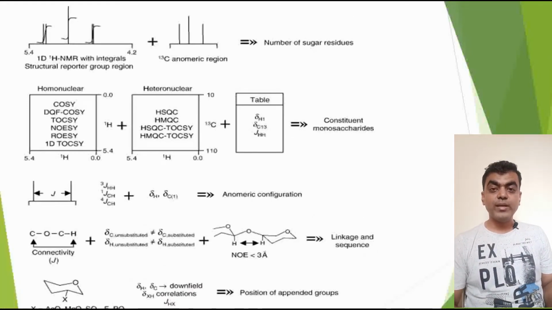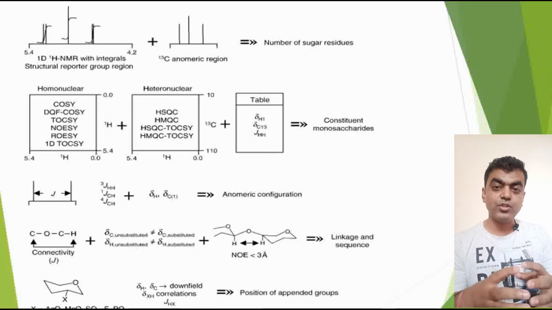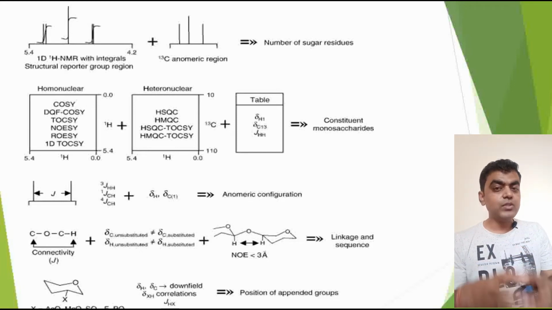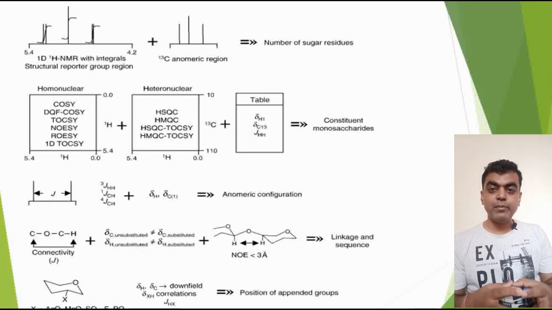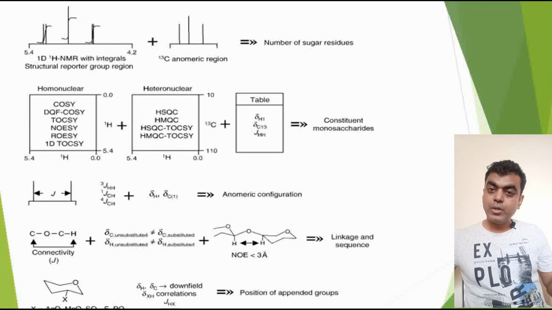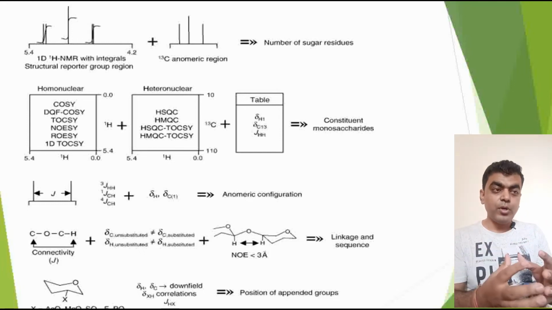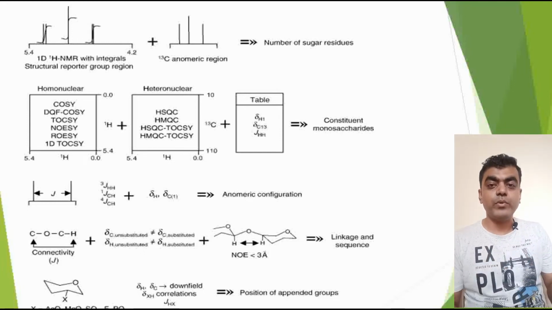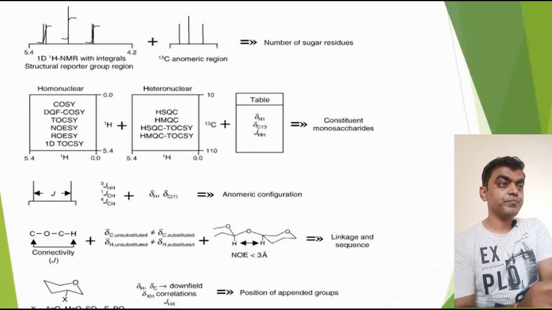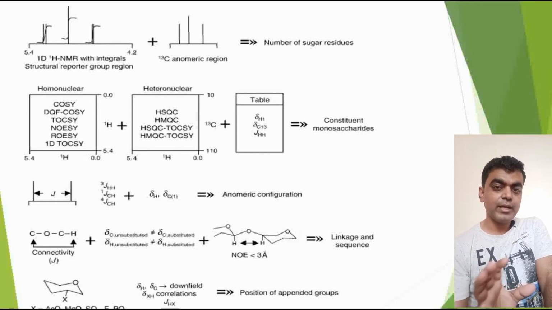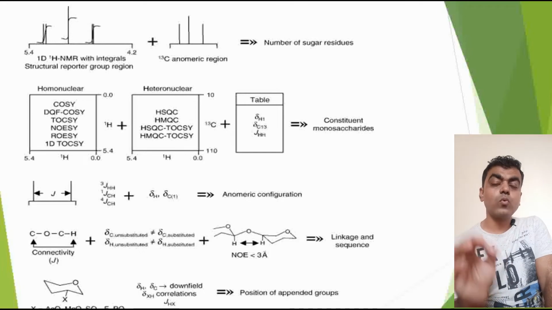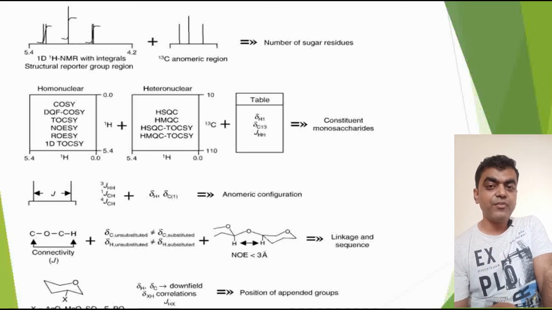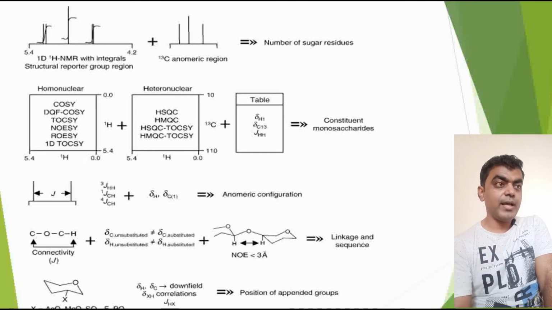So what we have to do is a combination of 1D as well as 2D experiments, get all the peaks together, get all the data pulled together, and finally come up with the structure. Okay, so there are methods of doing it. So one simple thing, you can also quantitate.